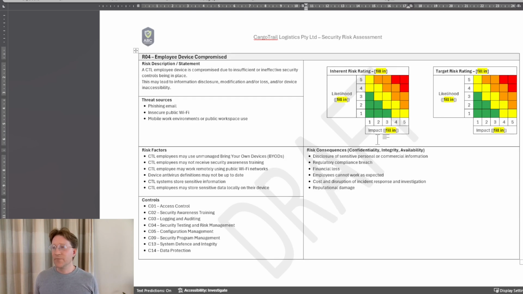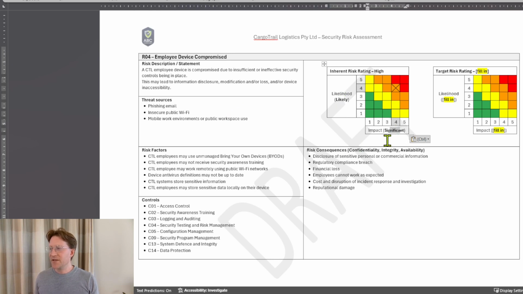For risk 4, an employee device is compromised. Similar to the ransomware, we could say that the likelihood is likely. It's not almost certain because some people are naturally suspicious of email. They might go to a fake website that someone's tricked them into accessing because they were using a public Wi-Fi network, and they might be able to tell. So there will be some natural skepticism from people, but a lot of people are probably going to fall for phishing emails. So it's therefore going to be likely.